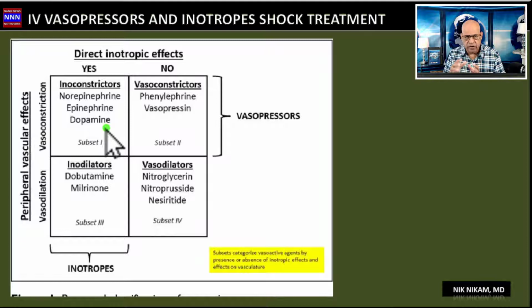If left ventricular contractility is not the main problem, and if we do not need vasodilatation, which basically applies to hypertensive patients like systemic hypertension or pulmonary hypertension, then you use nitrates, nitroprusside, or nesiritide.